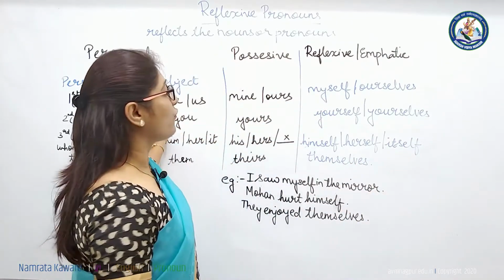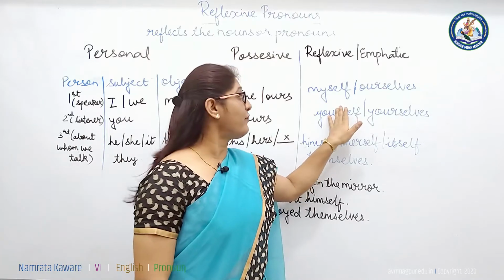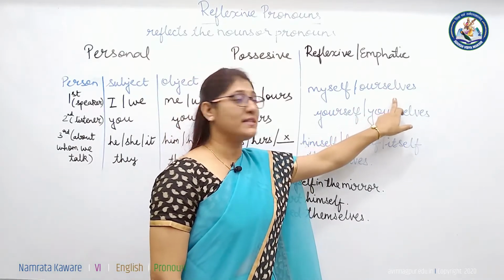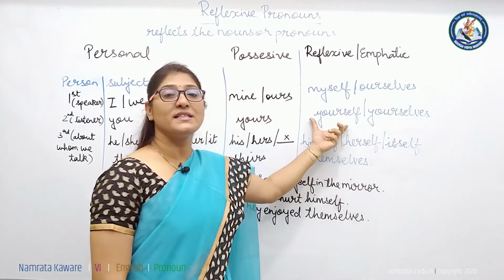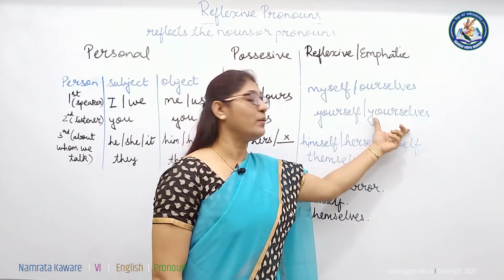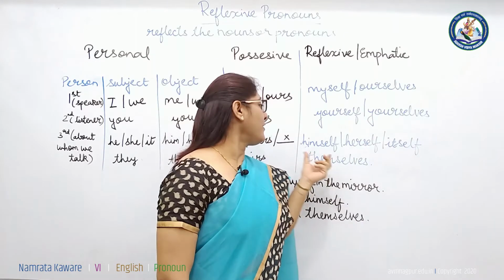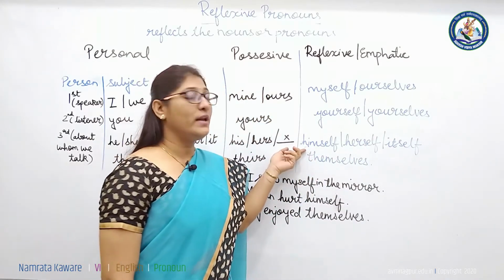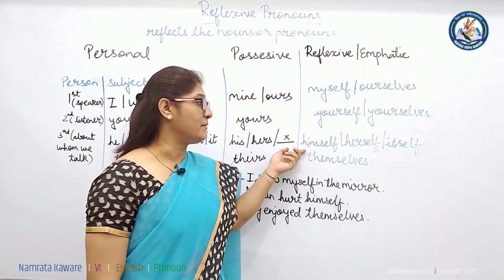Let's see once again. For I, we write myself. For we, we write ourselves. For you, if it is in singular place, we write yourself. If it is in plural, we write yourselves. If it is for singular male third person, we write himself.